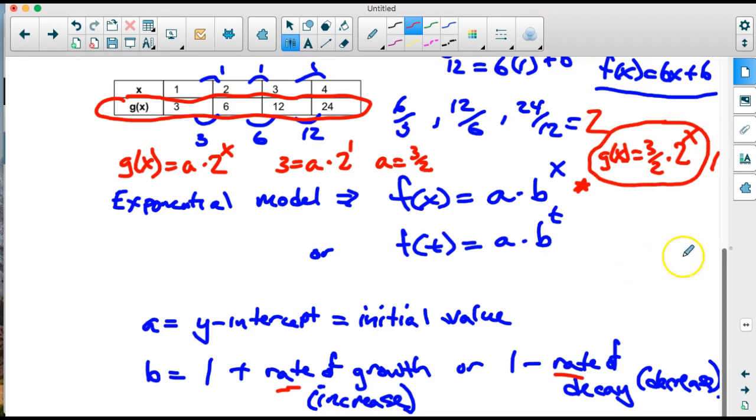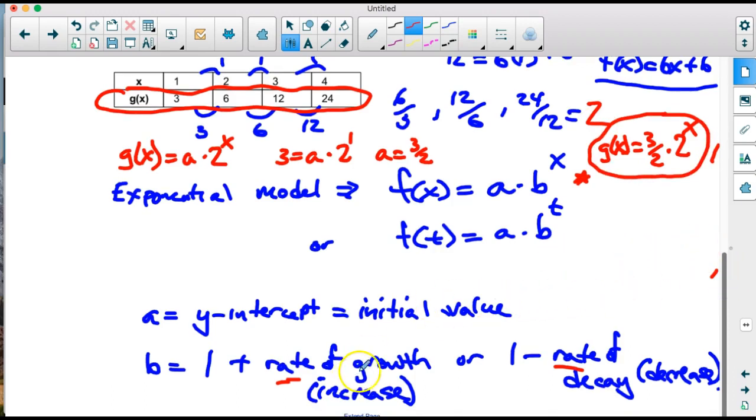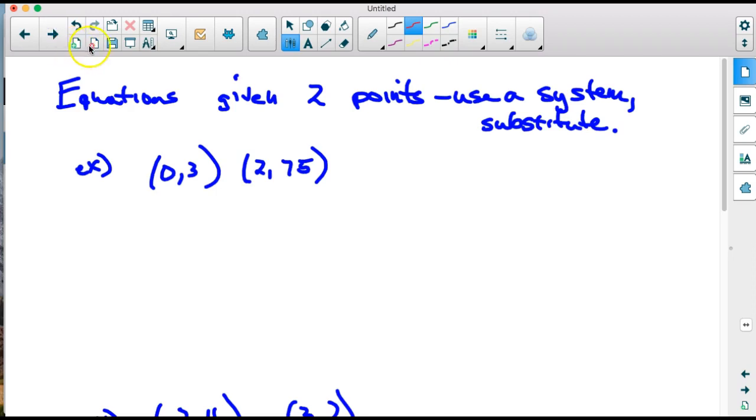Now I'm going to give you an example of where this is happening in a problem where we have a rate of growth. So I'm just going to take some problems out of the textbook that's online. We'll take a look at a couple problems here. The first problem, let's do equations with 2 points. So these are 2 points. I took these right out of the book.